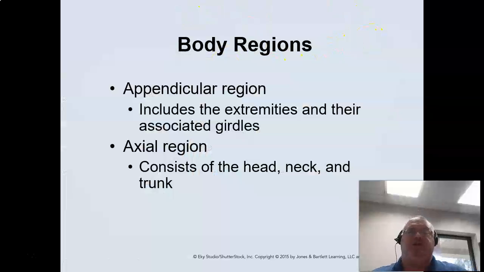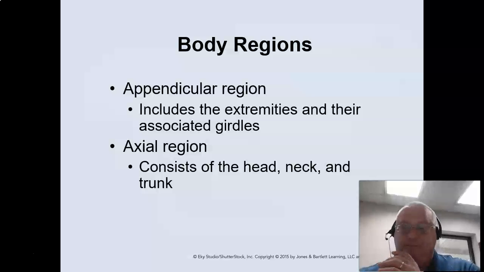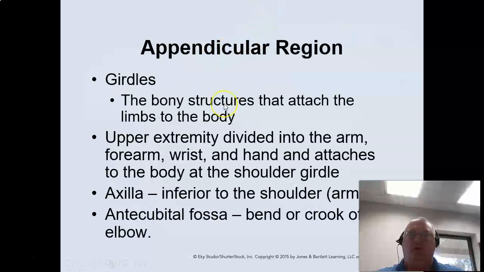So your body regions, and I'm kind of big on this one. The axial region is the head, neck, and trunk. The appendicular is anything not the head, neck, and trunk. Any of their girdles or their extremities are considered part of the appendicular region, or the appendicular skeleton. Girdles are bony structures that attach limbs to the body. Your shoulder girdle and pelvic girdle are examples of those.